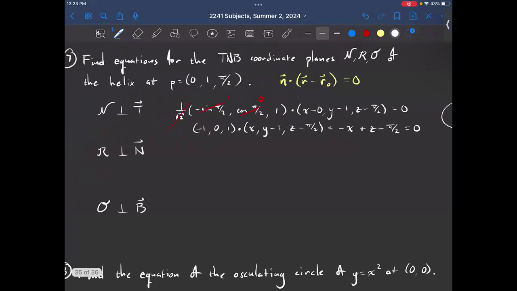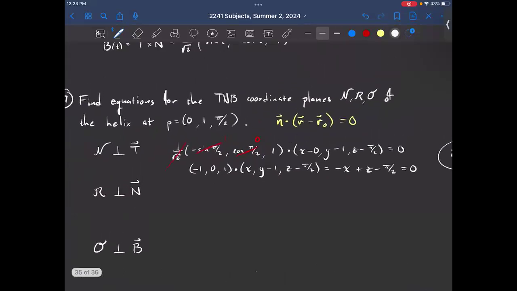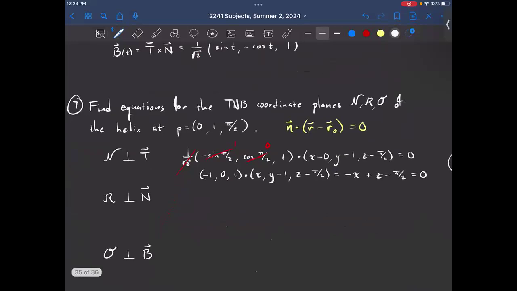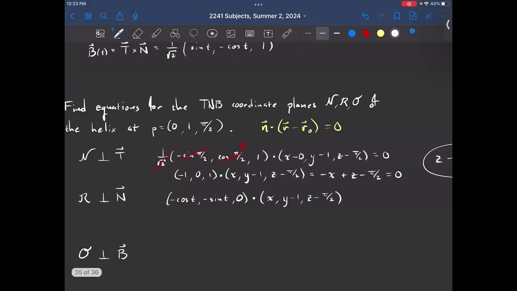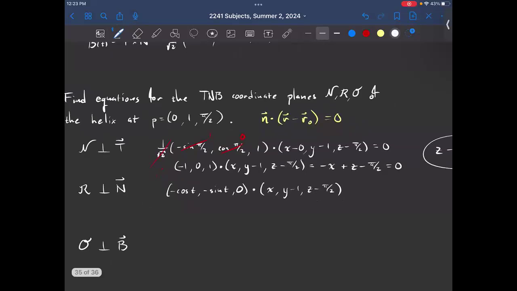What about our rectifying plane? Okay, so we need our normal vector now. And this one is a little bit easier. It's minus the cosine of t, minus the sine of t, and then 0, dotted with the same thing, x, y minus 1, z minus pi over 2. All of these planes have to go through the same point. We're using that as the new origin here. So this equals 0.